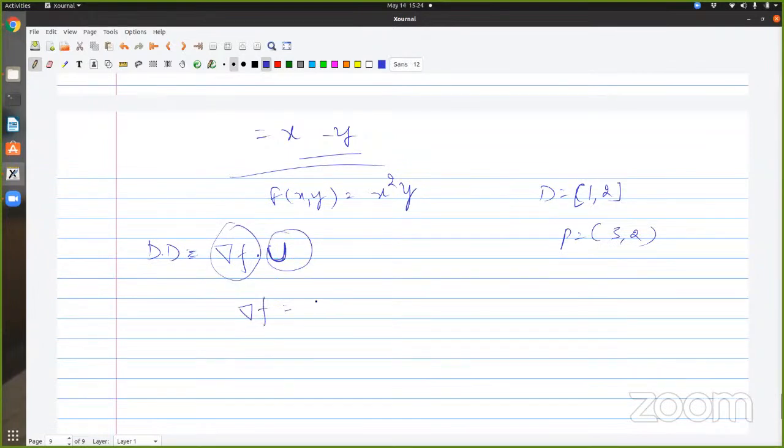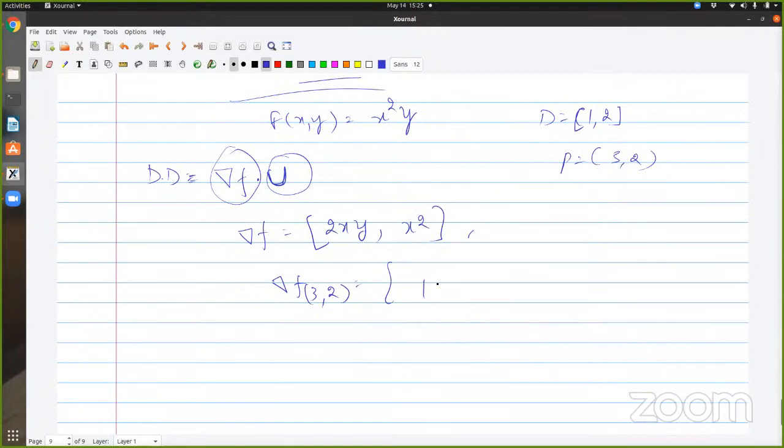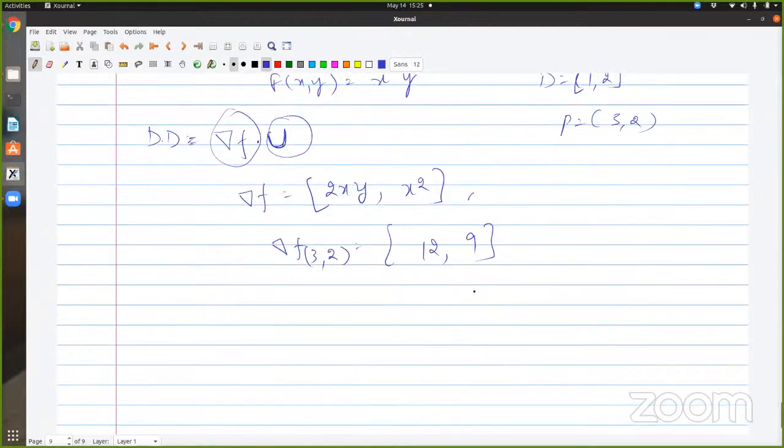Okay, now let's compute both these things. First, the gradient will be 2xy, which is your dou f by dou x, and then dou f by dou y will be x squared. This is your grad f. Grad f at 3, 2, let's see what that is. At 3, 2 it will be 12, 9. Okay. The directional derivative is grad f transpose.